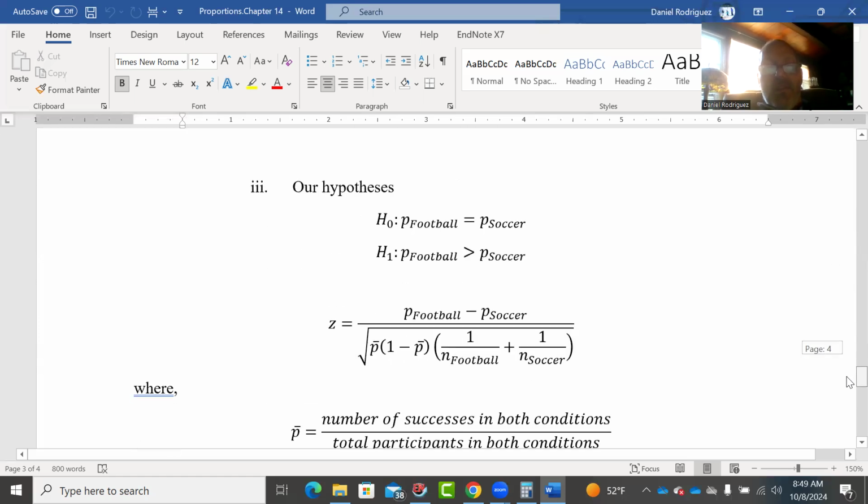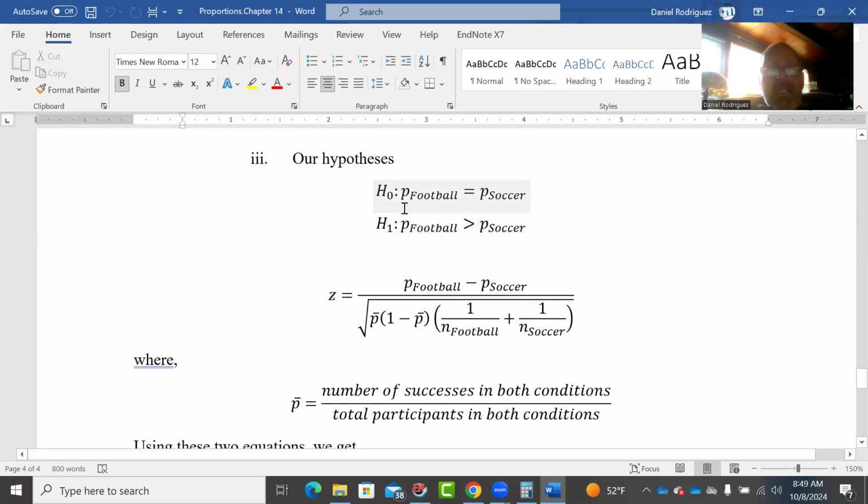We can proceed. We write our hypothesis. The sample, the proportion. Notice here that I don't have the little hats, because we're making estimates of population values. So even though we're working with samples, we're thinking population. The proportion among football players is equal to the proportion among soccer players reporting concussion symptoms. In this case, I do a one tail. The proportion of football players is greater than soccer players.